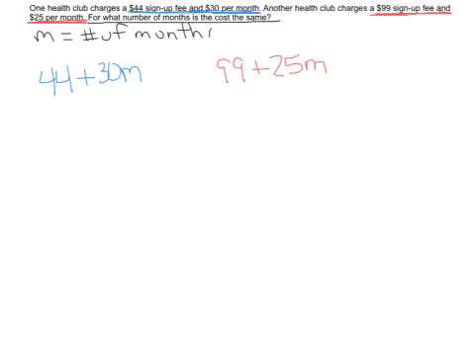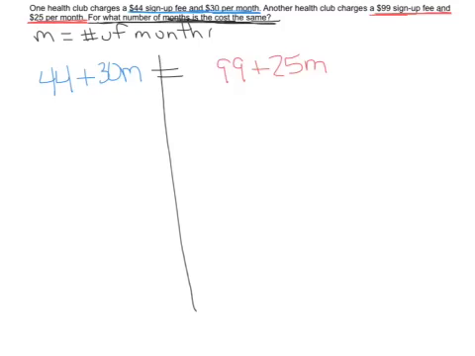Now let's go back to the question. So the question was, for what number of months is the cost the same? So you want to know when the first club in the blue is equal to the second club in the red. So now we have the variables on both sides. So now we're just going to solve. So I'm going to draw my line here.